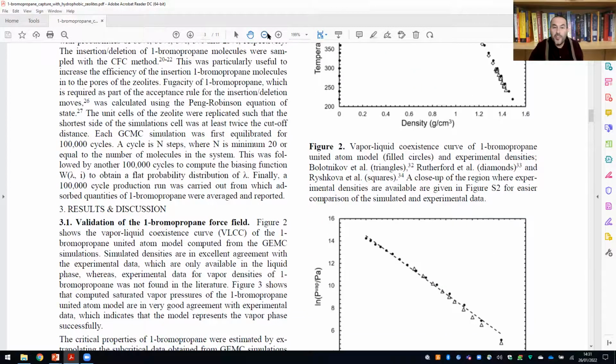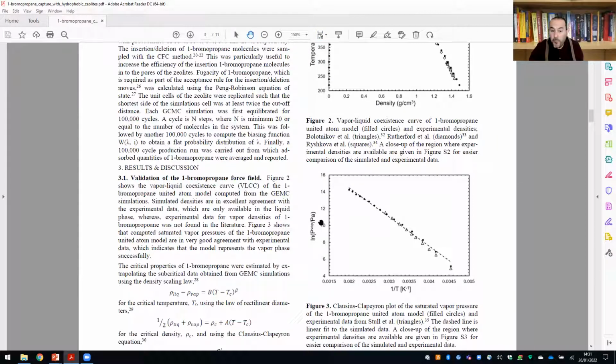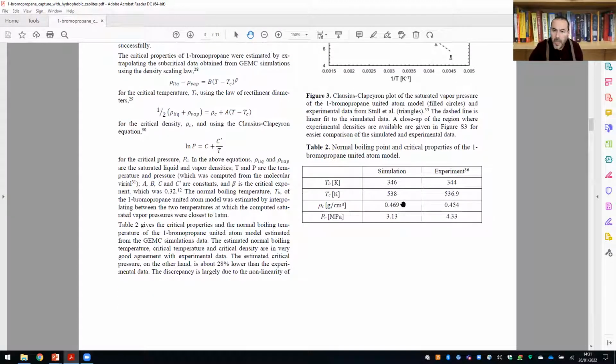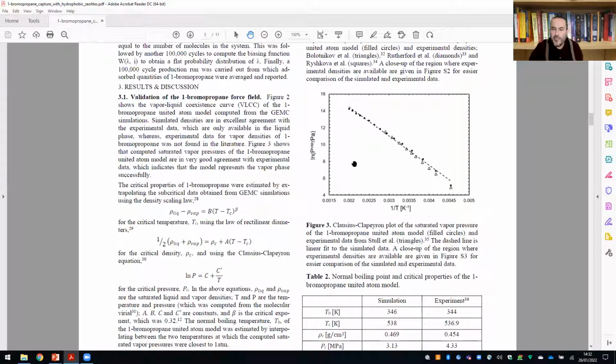We can also calculate from the Gibbs ensemble Monte Carlo simulations the vapor pressure of 1-bromopropane, and again compare that against the experimental data as a function of temperature. Again, here the closed circles are simulated data, and the triangles are experimental data. The agreement is quite good. And for instance, the predicted boiling point is the following. This is experimental, except the critical pressure, and this is critical temperature, critical density. The agreement is actually, I would say, excellent, except the critical pressure. And actually, that has to do with the fitting.